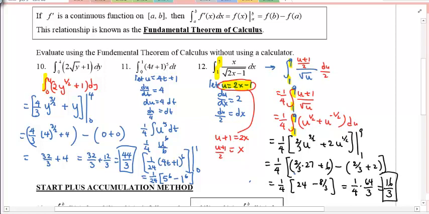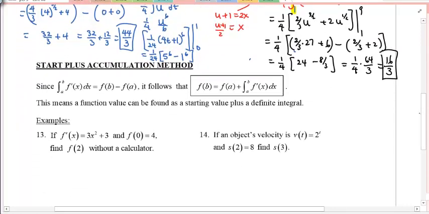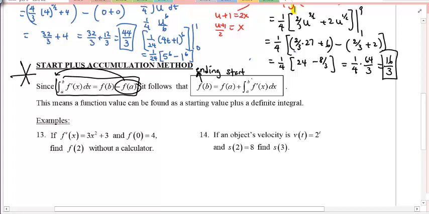Cool. Now, one application of this, and this is the last thing we'll do today. This is very important. I've seen this so many times on the AP exam. I can take that expression and then rewrite it as follows. See how I just took this and stuck it on the side? So f of b is like your upper limit, but it also could be like your ending value. And f of a is like your starting value. And to get from the start to the end, you have to add some sort of what I call accumulation. So that's why this is called the start plus accumulation method.